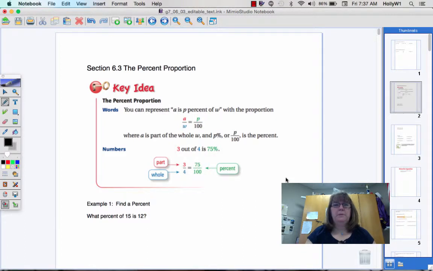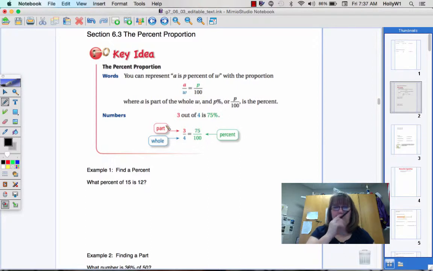So good morning and welcome to section 6.3, the percent proportion. You'll notice that I'm actually doing this one at school. Usually I'm sitting at home, but today I'm at school. So the key idea for this is the percent proportion is represented with a proportion.